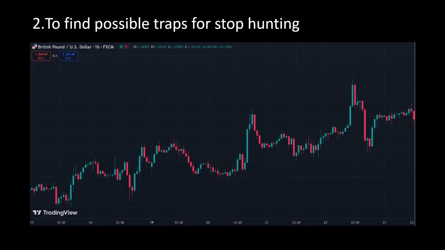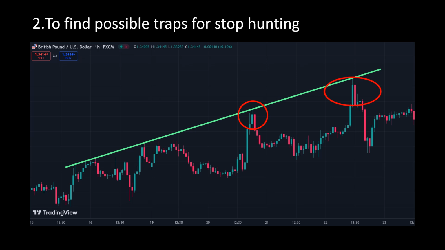The second application of trend lines for me is to identify potential stop hunting traps. For instance, we draw a trend line like this, and we know when the price moves above this high and hits our trend line, it can be a possible stop hunt and a reversal in the primary trend as well, just as we see in this example.